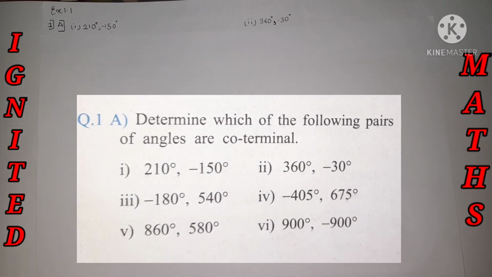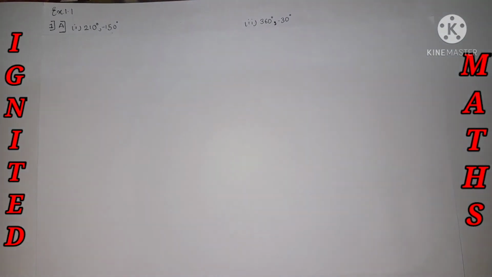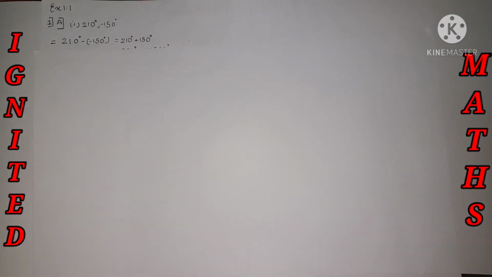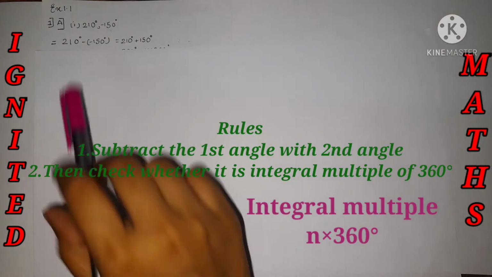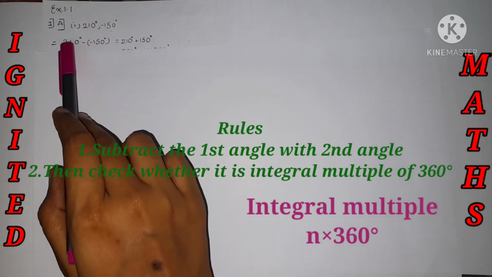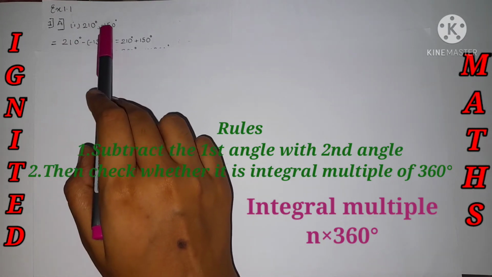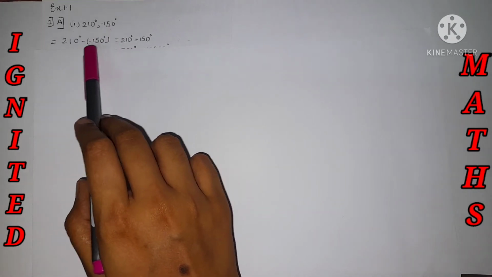How do we find whether the given angles are coterminal or not? The first question is based on that only, so we are going to do examples for it. The angles are 210 degree and minus 150 degree. We need to determine whether they are coterminal or not. Two different angles are given, so what we need to do is just subtract. We subtract the second angle from the first angle. The first angle is 210 degree, and we subtract the second angle, minus 150 degree. Minus into minus will be plus.